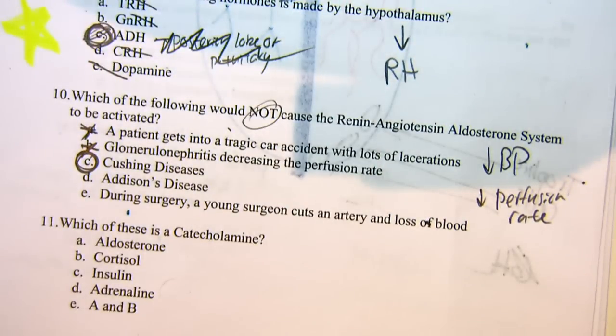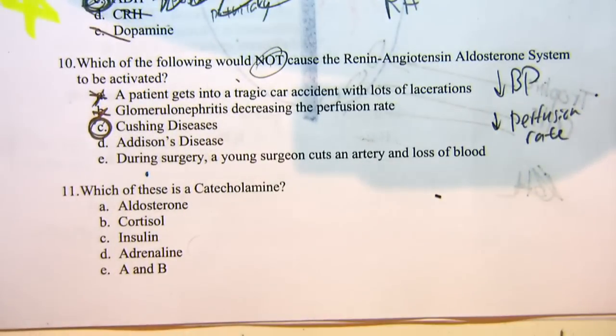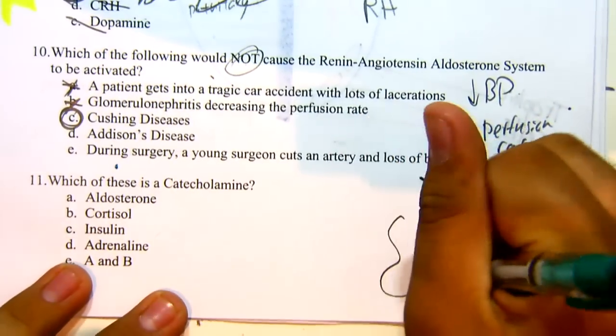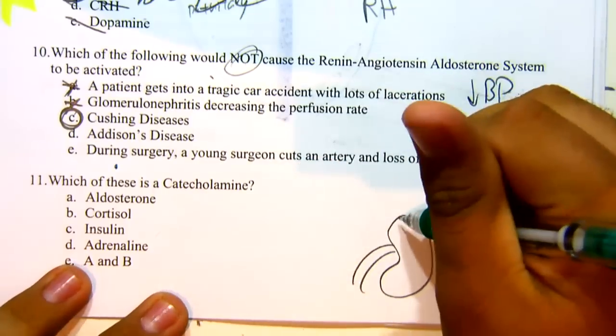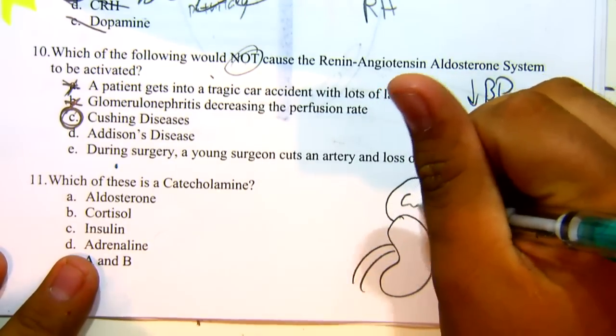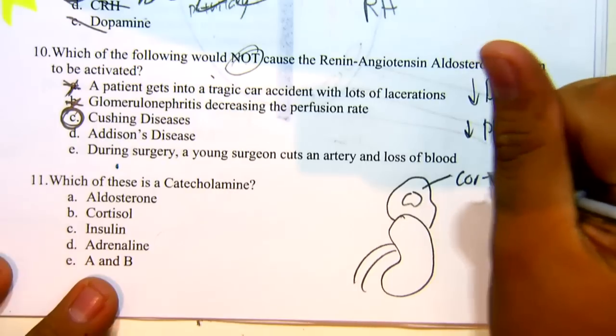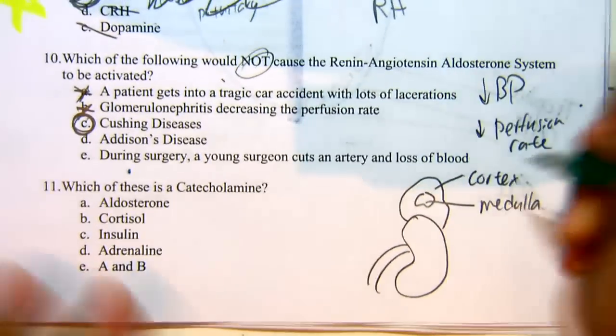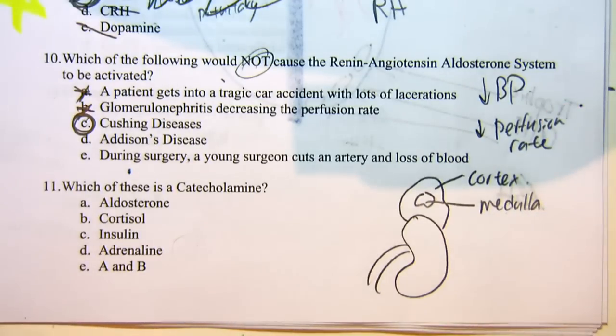Okay? Can someone tell me what Cushing syndrome is? Is it an increase in... So this is our kidney, right? We have a kidney, and then on top of our kidney sits the suprarenal gland. So we have the cortex, and we have the medulla. Renal cortex, renal medulla, same thing.